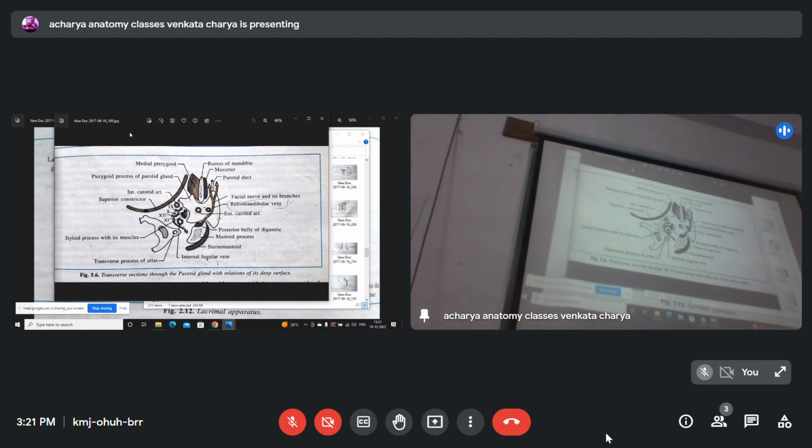Number one is the temporal branch. Number two is the zygomatic branch. Number three is the buccal branch. The buccal branch divides into two, giving the upper buccal and lower buccal. Are you getting? Next, important is the cervicofacial. The cervicofacial divides into two branches: marginal mandibular branch and cervical branch.